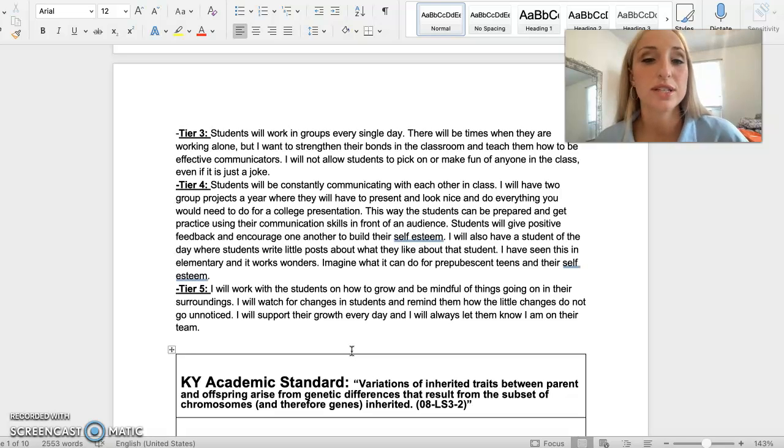I will also have a student of the day where students write little notes about what they like about that student. I have seen this in elementary and it works wonders. Imagine what it can do for prepubescent teens that really need some self-esteem boosters.